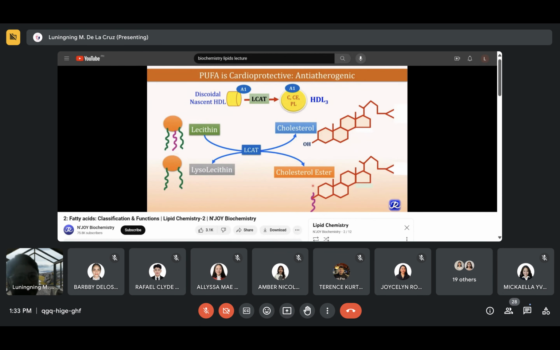And by this esterification process, the cholesterol esters move to the core of HDL molecule and it becomes spherical in size, and thus it helps in transport of cholesterol from peripheral tissues to liver by the medium of this HDL, and that's why this arachidonic acid plays a very important role in this process, and that's why PUFA is considered as cardioprotective.